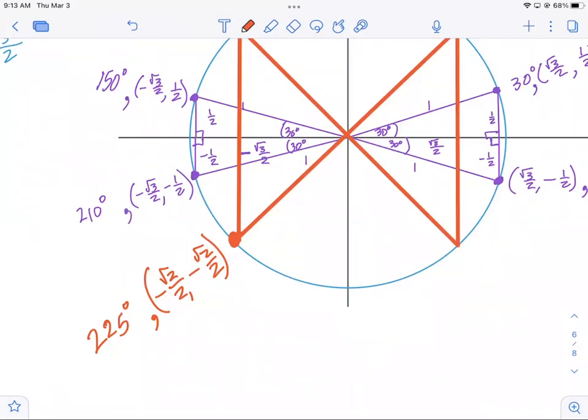Yeah, or negative square root of 2 halves. I don't care how you say it. Negative square root of 2 over 2. Negative square root of 2 halves. Boom. What is sine of 225 degrees? Negative square root of 2 halves also, okay?